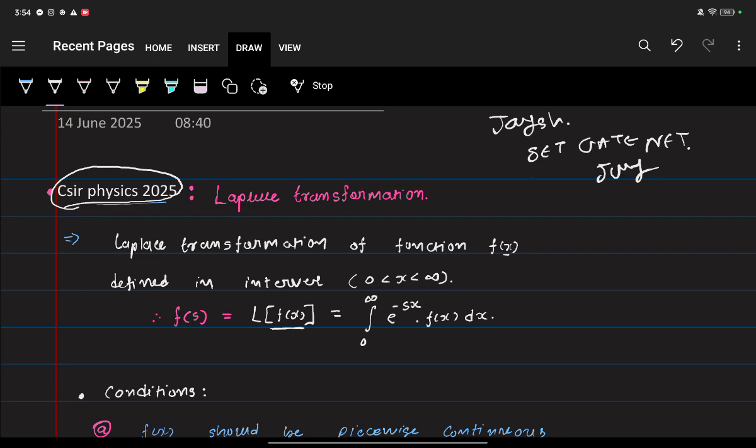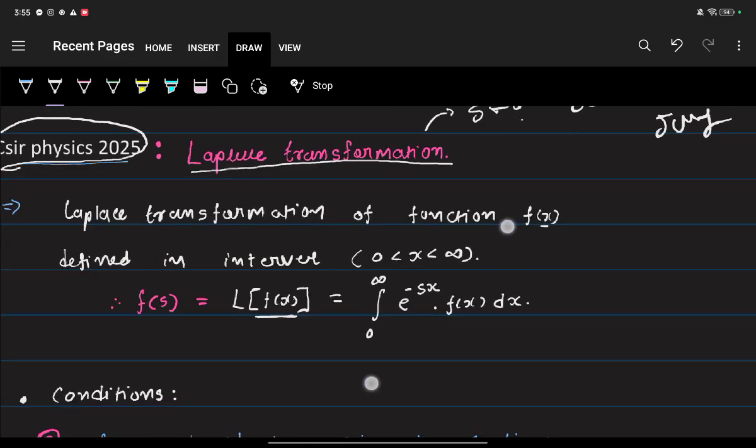So right now we are discussing Laplace transformation. You know that in every CSIR NET exam they ask around 4 to 5 questions from this chapter, right? So this Laplace transformation is very important. That's why we are starting this series with Laplace transformation. So first of all, let's start our discussion.